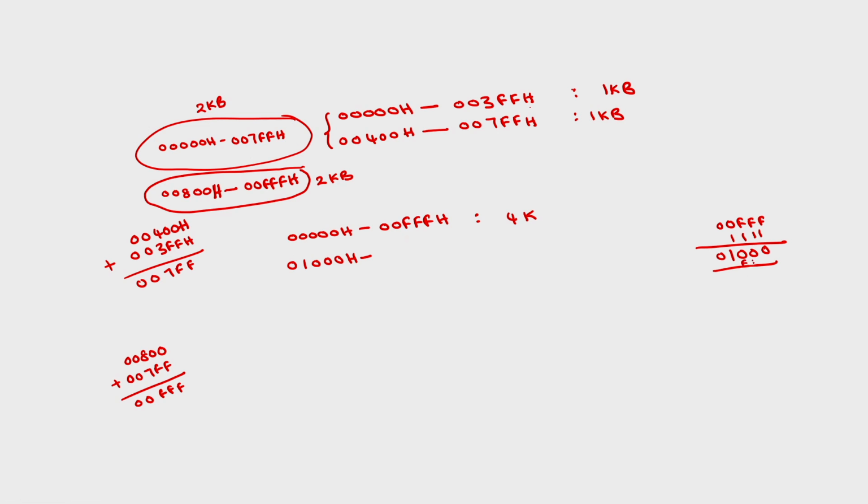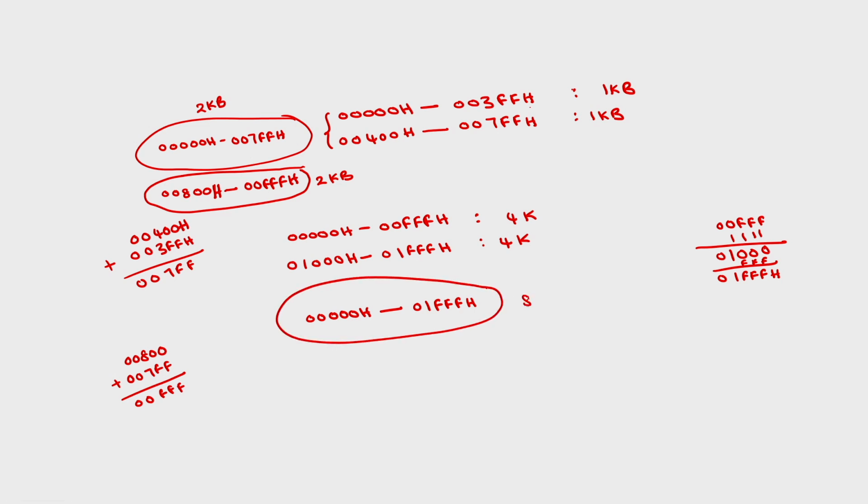If I add FFF here, this will be 01FFFH. So the ending address will be 01FFFH. This is another 4K. If I start with 00000H and the ending address is 01FFFH, then this is a total of 8K. So like that you can extend.